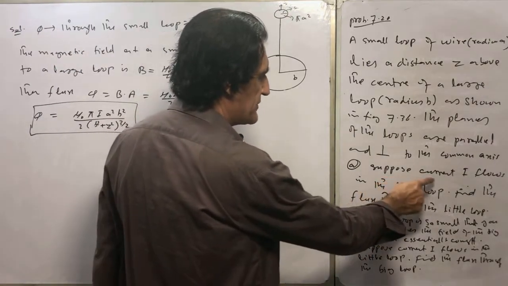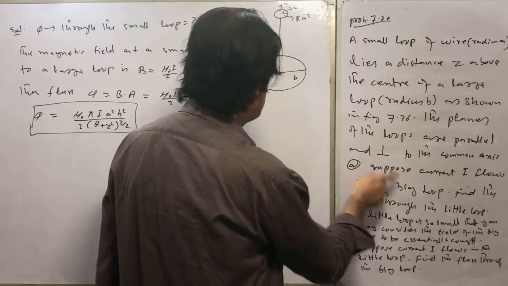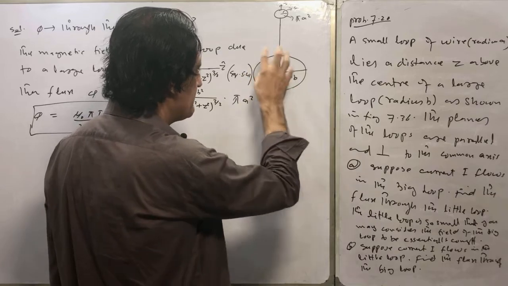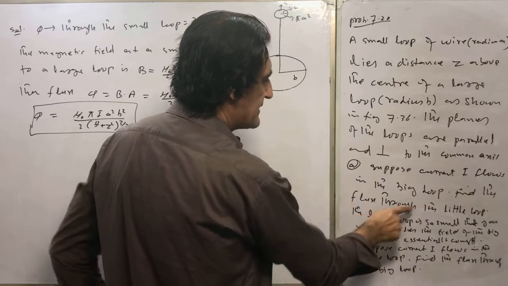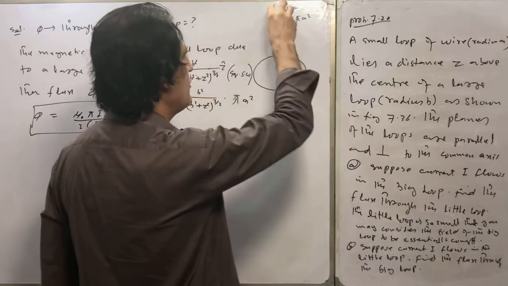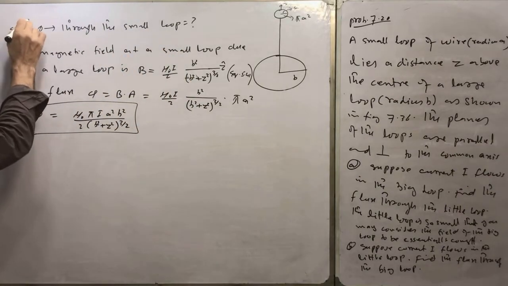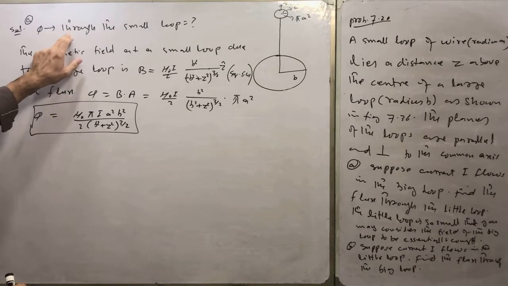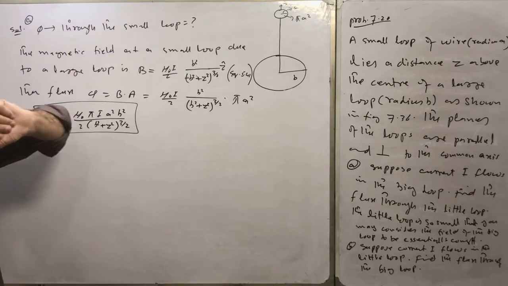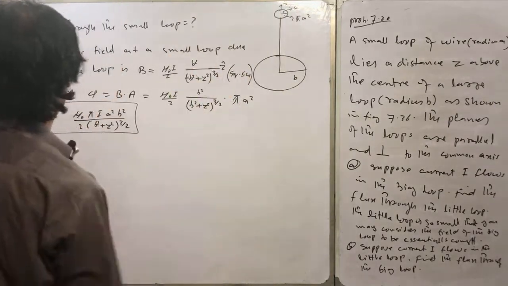Suppose current I flows in the big loop. If the current flows in this big loop, find the flux through the small loop. In this case, we have to calculate the flux through the small loop when the current is flowing in the big loop.